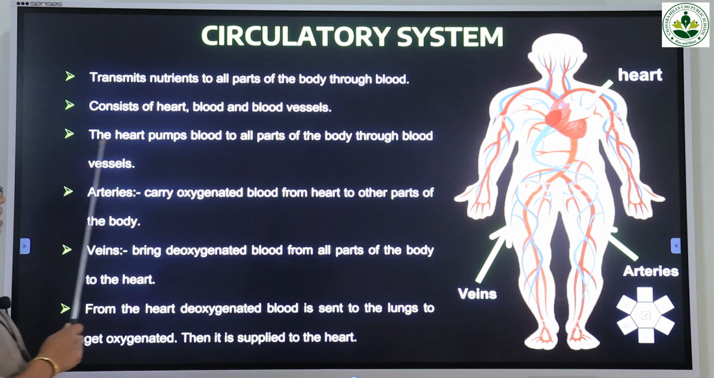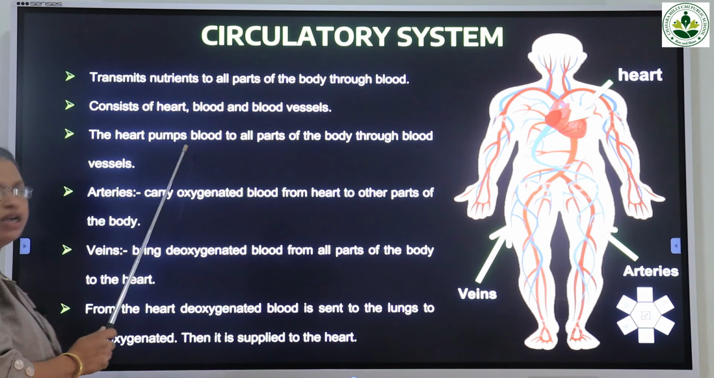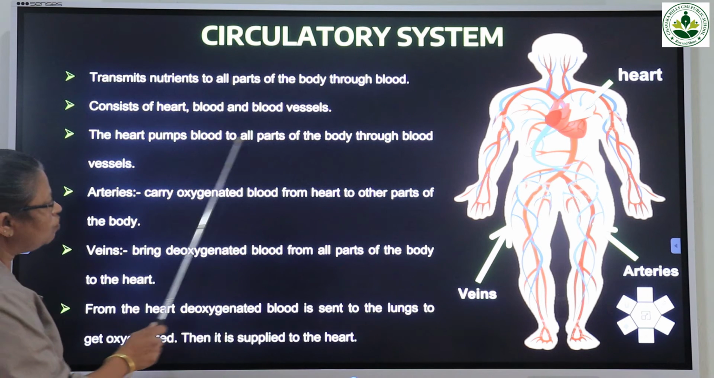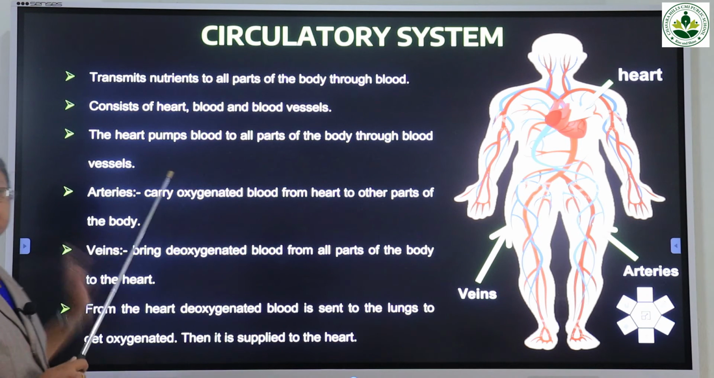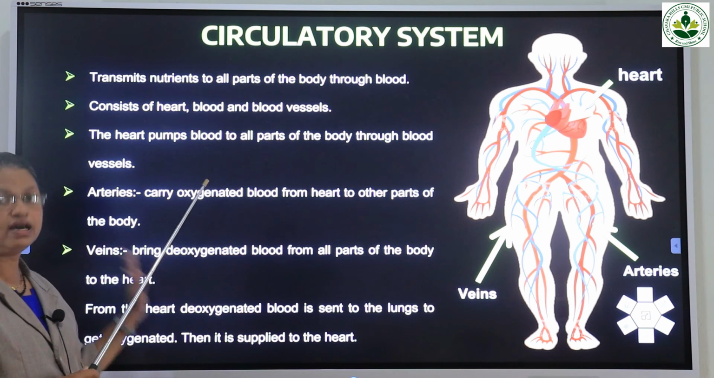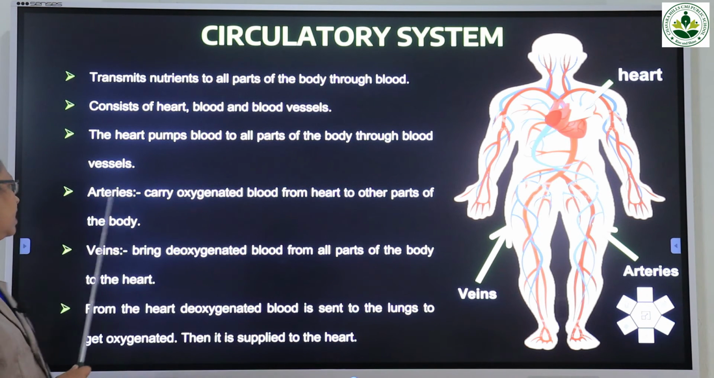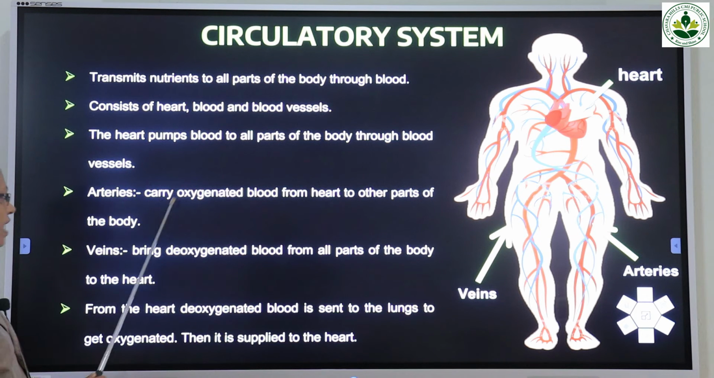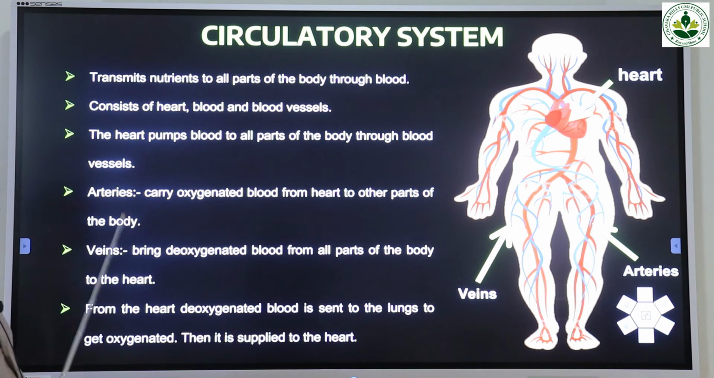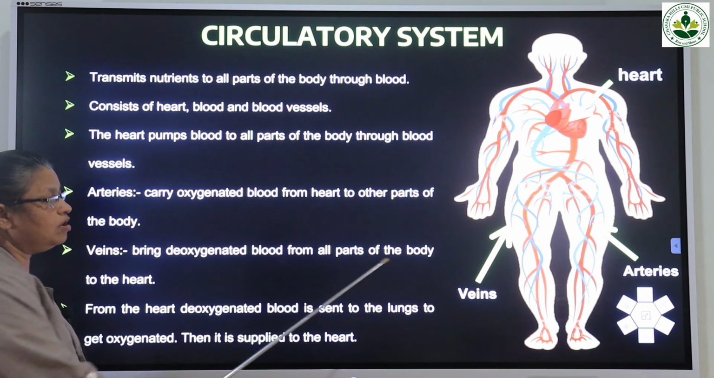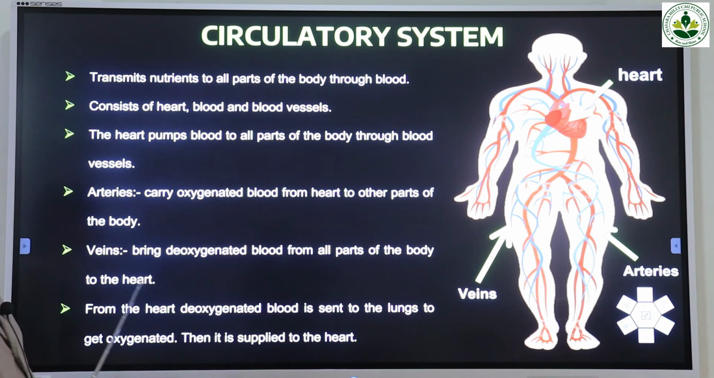The function of the heart we studied already. The heart pumps blood to all parts of the body through blood vessels. There are two types of blood vessels, arteries and veins. Arteries carry oxygenated blood from the heart to other parts of the body, while veins bring deoxygenated blood from all parts of the body to the heart.